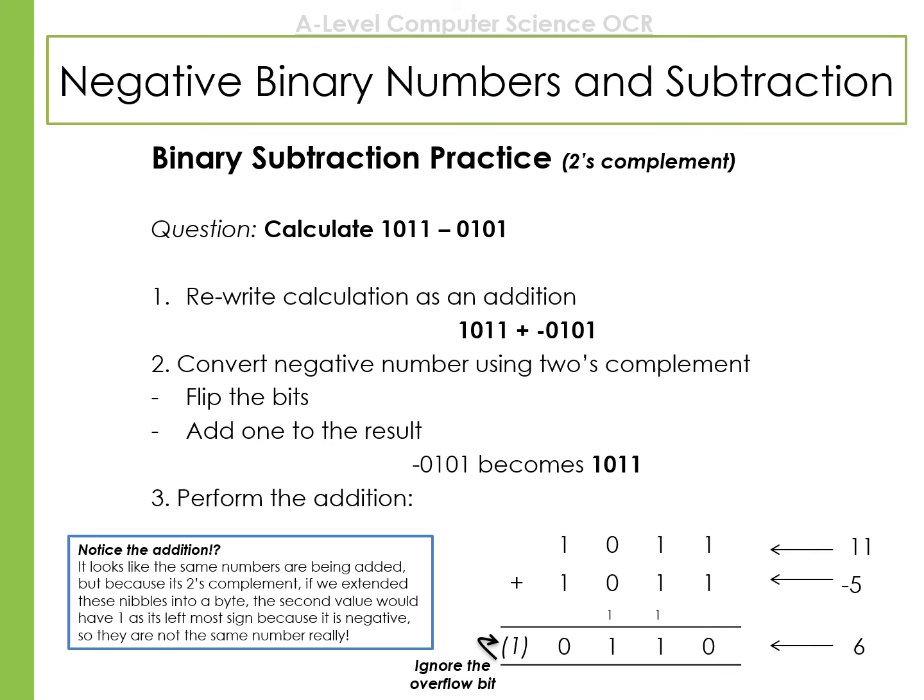So the first thing we do is flip the bits and we add 1 to the result. So minus 0, 1, 0, 1 becomes 1, 0, 1, 1. We can then perform the addition. So 11 minus 5, we know it's 6. We check our addition using binary and in our heads using the denary to make sure it's correct. So this is really an addition, remember. The numbers are being added because it's 2's complement. And when we add a negative number, it's like minusing a positive number.